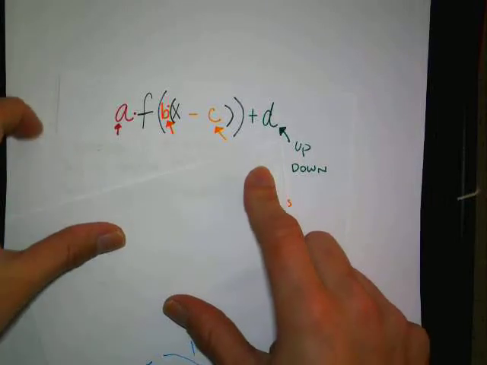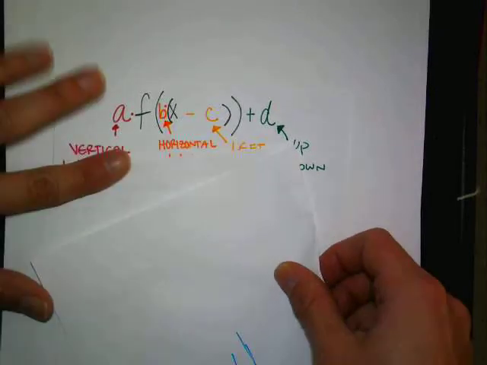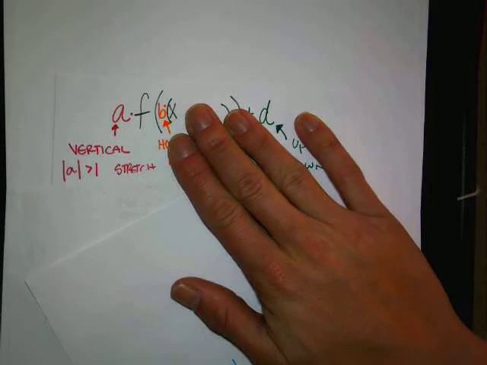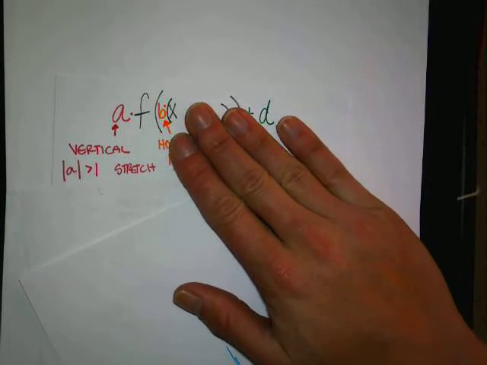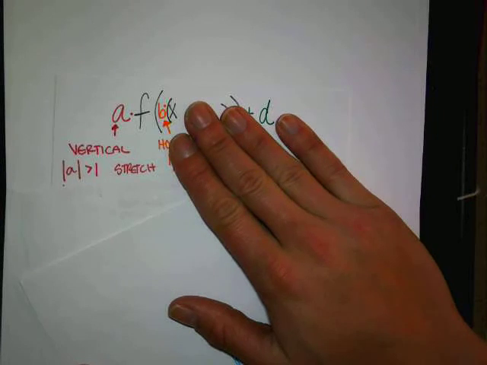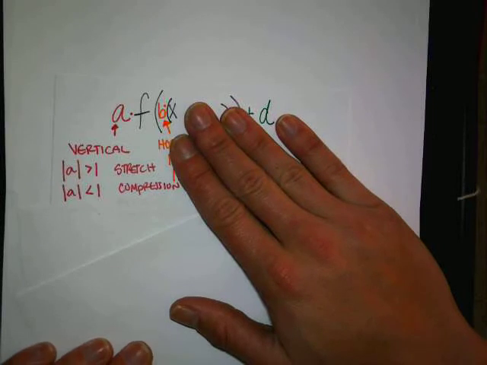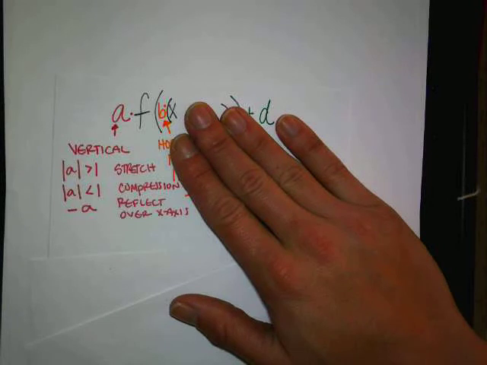I know it's vertical because it's on the outside. If it's bigger than 1, it's a stretch. If it's less than 1, what is it? A compression. And if it's negative, reflection over the X or the Y? The X. Very good.